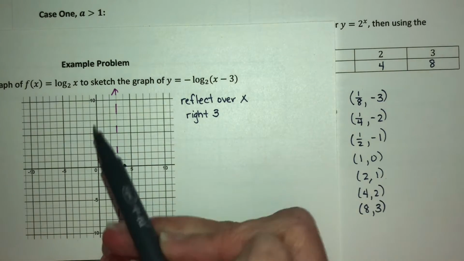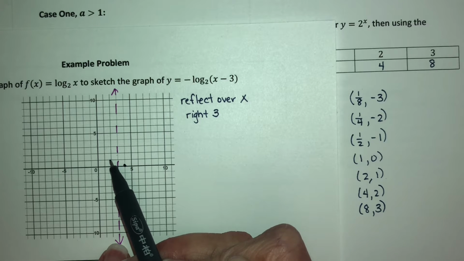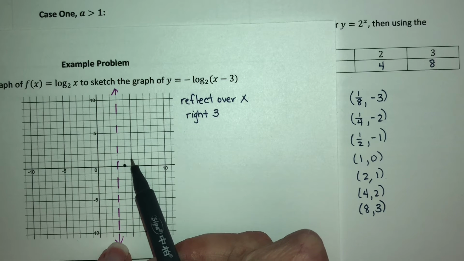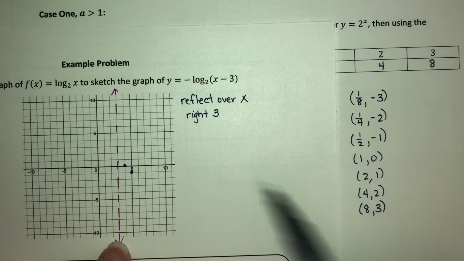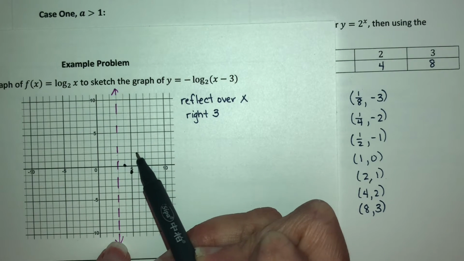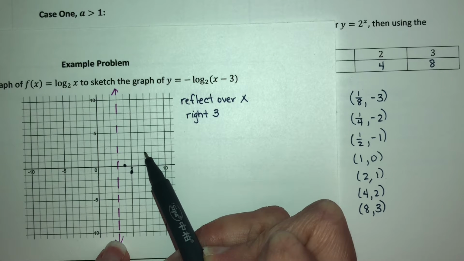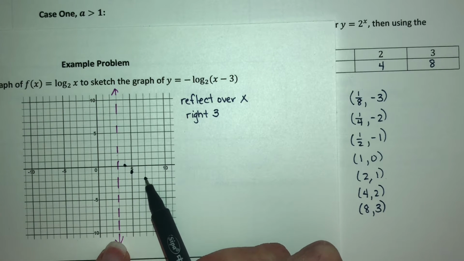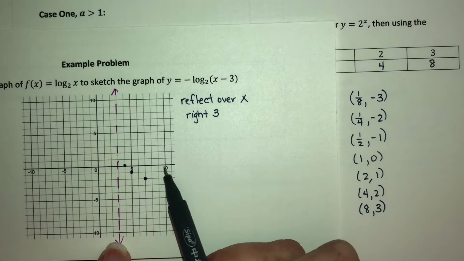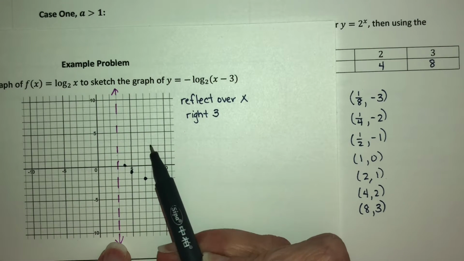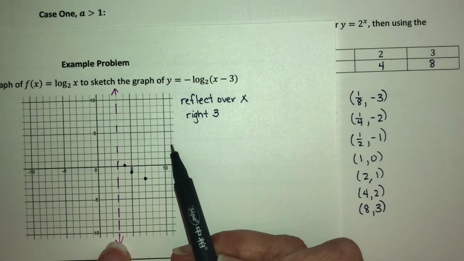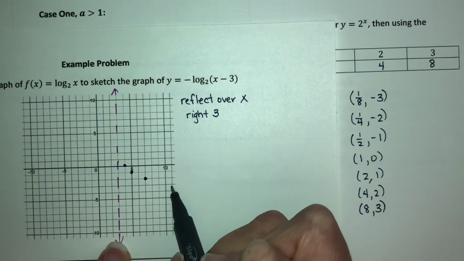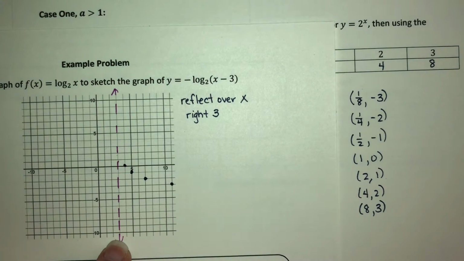Now if I do 2, 1, that's right here. I'm going to move it right 3, but then I need to flip it over the x-axis, so that's 1 up here, so I'm going to go 1 below here. 4, 2 would start off here, go right 3. So 2 units away up here, I move it 2 units away on the bottom. 8, 3, if I move it right 3, and I'm 3 units away up here, so I go 3 units away here to get that point.